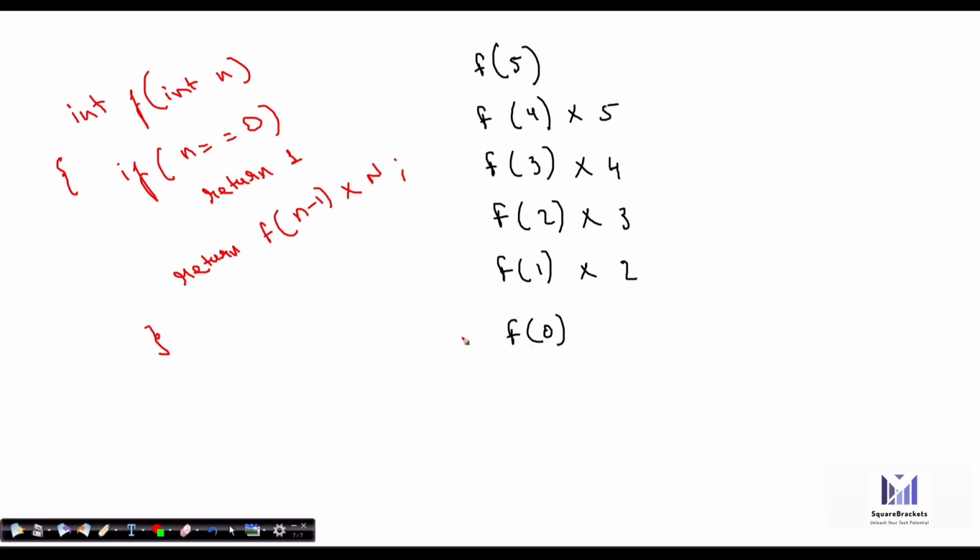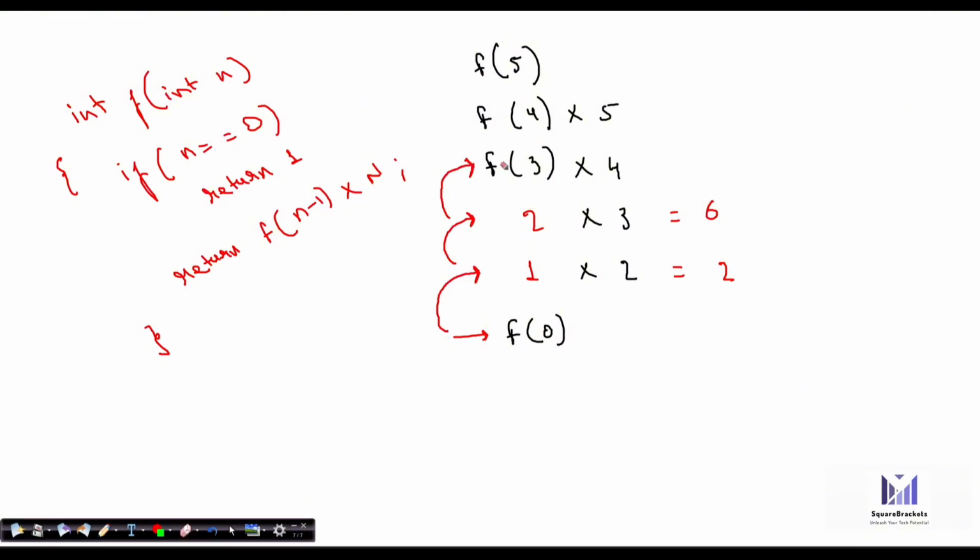Just look at this now very carefully. Right now we are here in our stack at F0. So F0 returns 1. So this F1 returns 1. So it becomes 1 into 2, that is 2. This thing will be returned to the above call. So it means when F2 was called, F2 actually returned 2. So it becomes 2 into 3, that becomes 6. Now 6 will be returned to the upper one.